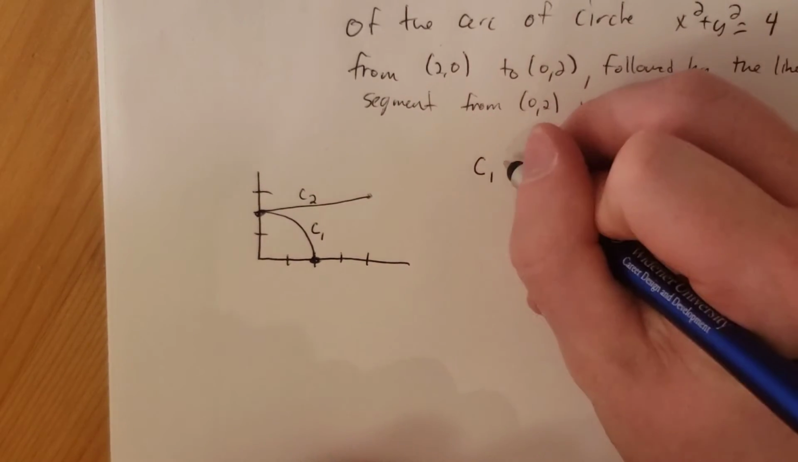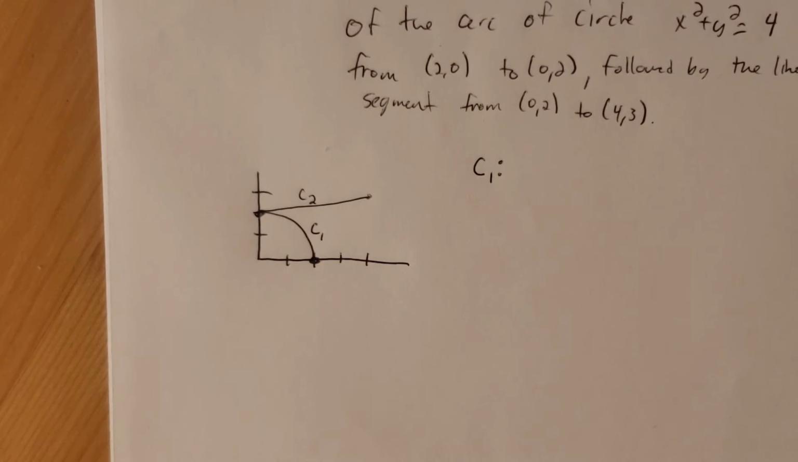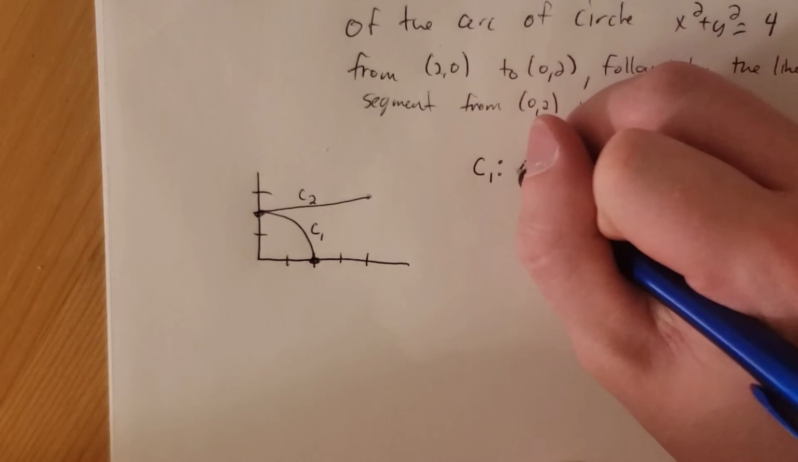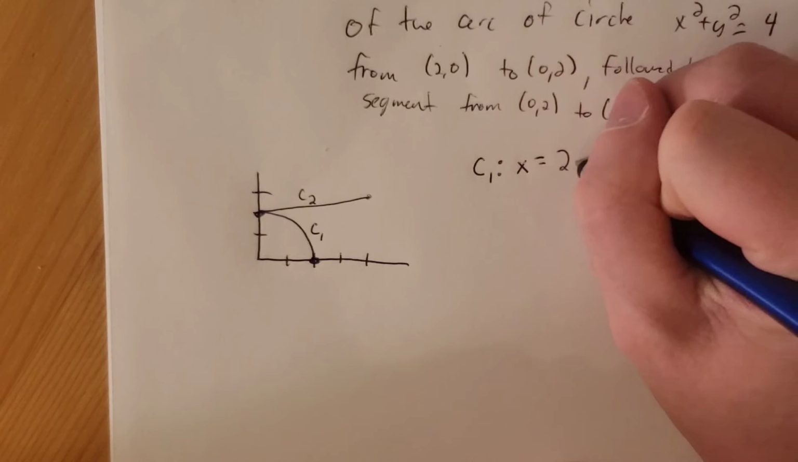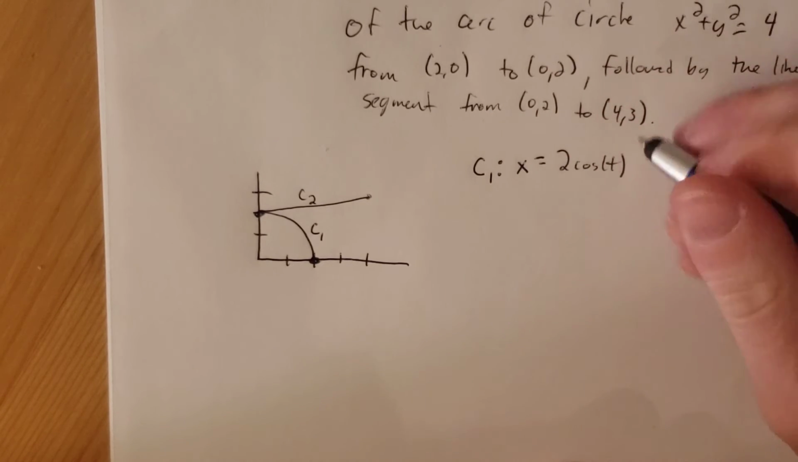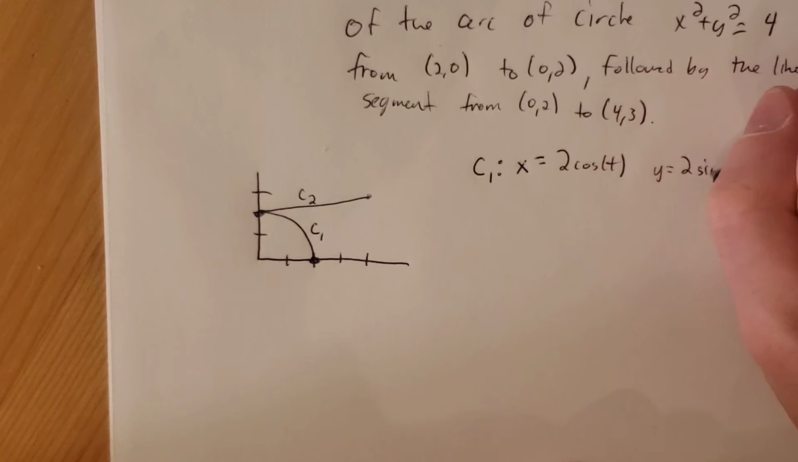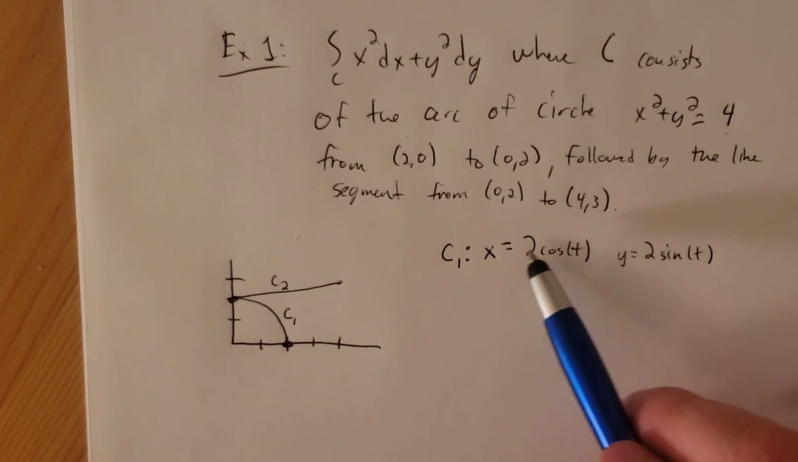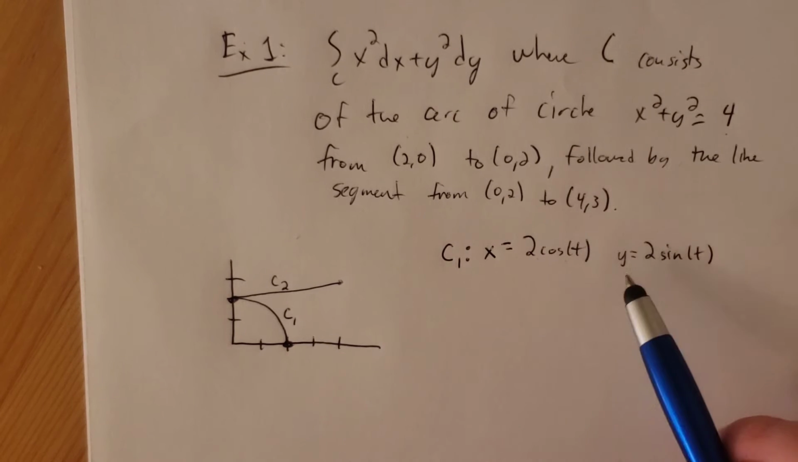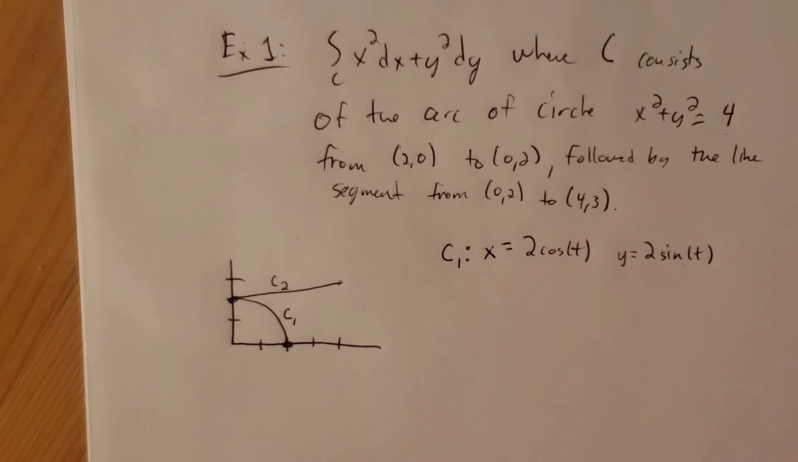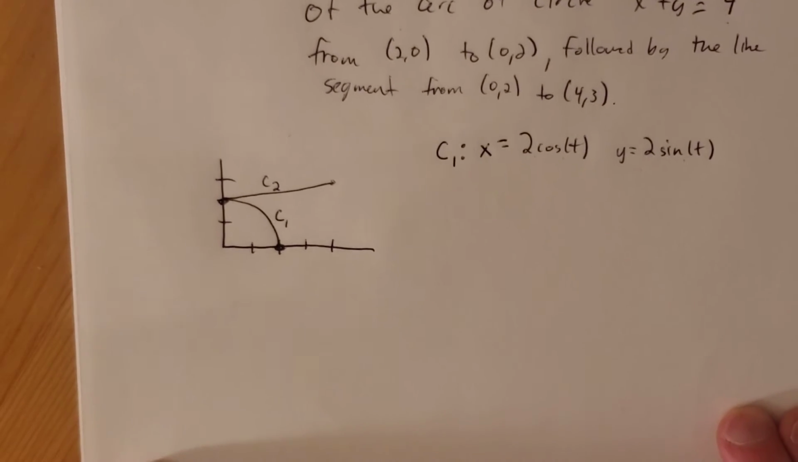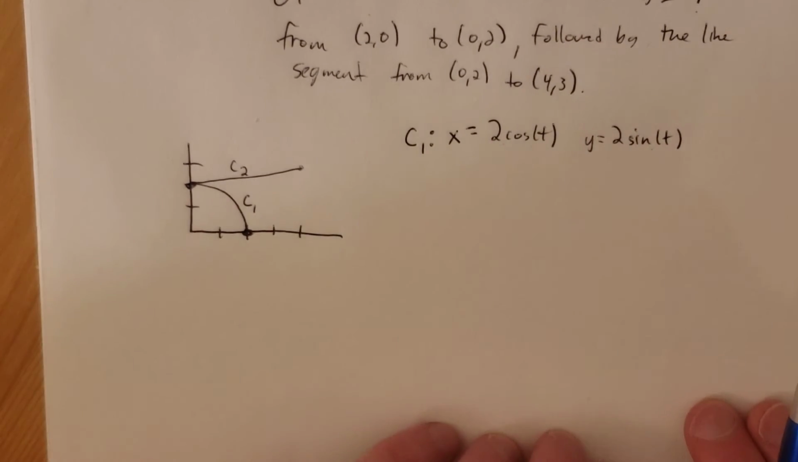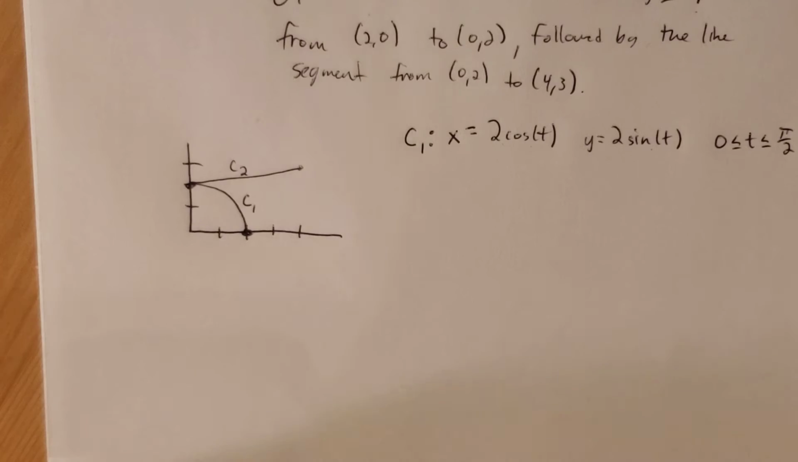For C1, what is our parametrization? We have to have a parametrization for each of these curves. For C1, x is 2 cosine of t, and y is 2 sine of t. We're on a circle of radius 2 here. So x is r cosine of t, y is r sine of t, and r is 2. This is true as t ranges between 0 and pi over 2.